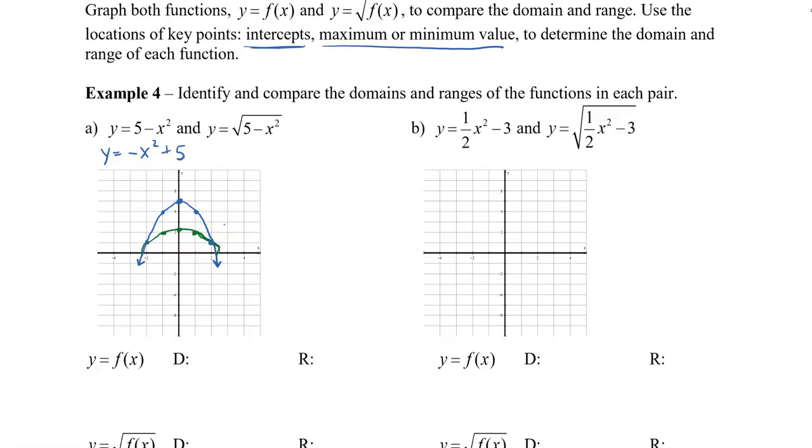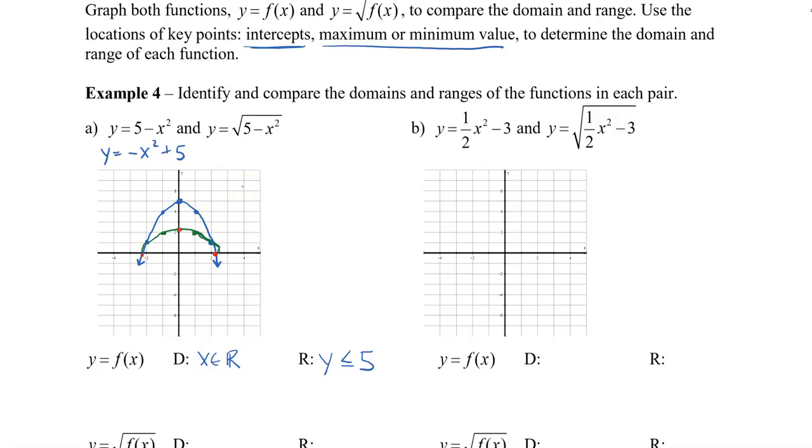All right, so let's identify the domain and range. So from here, we can see that from the original function, the domain is all real numbers. And the range is less than or equal to 5. Now, to help us identify the domain and range of the square root function, we actually need a little bit more information. So I'm going to point this out in a different color here. We have these intercepts here, and this maximum value here.